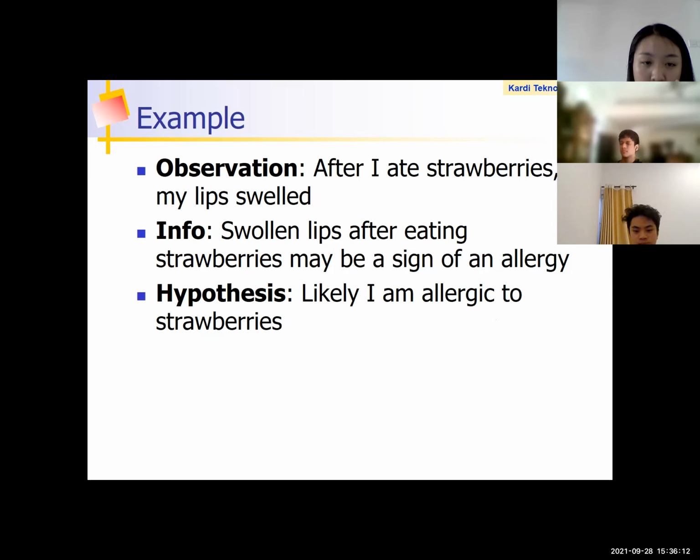Here, after I ate strawberry, my lips swell. That's the observation. Okay, so there is information here: swollen lips after eating strawberry may be a sign of an allergy. So the information here represents the pattern. Okay, so the hypothesis is: likely I am allergic to strawberry.